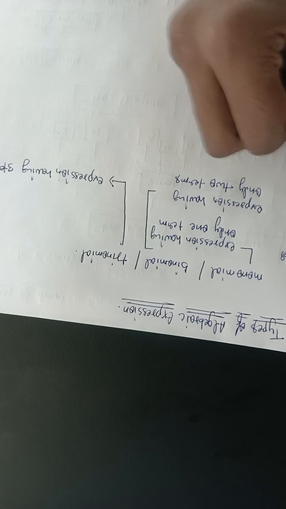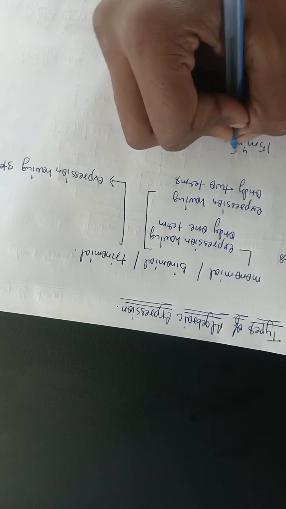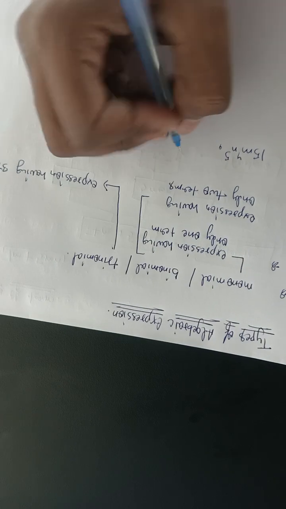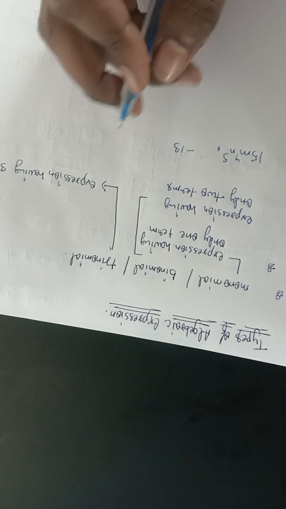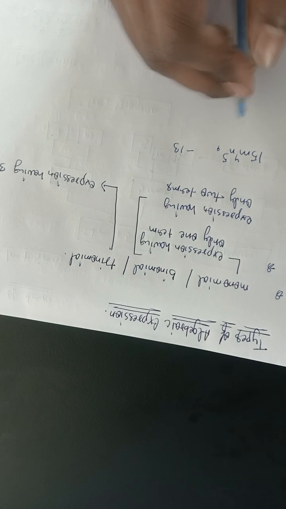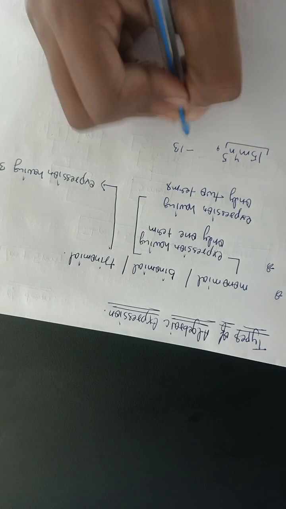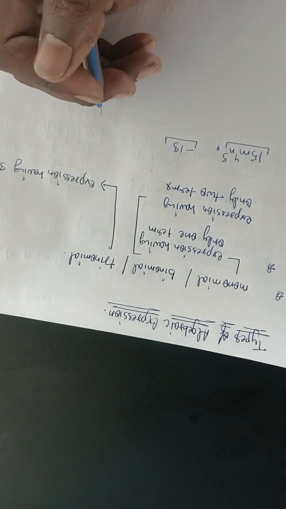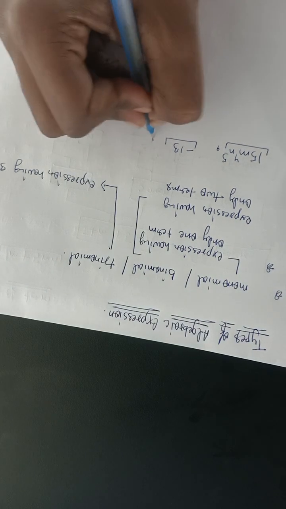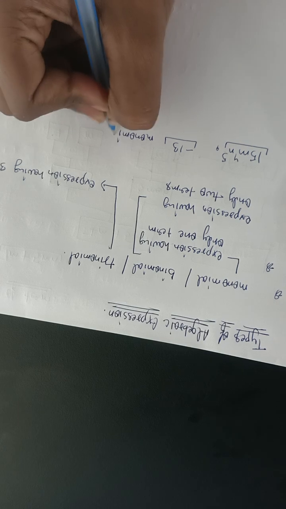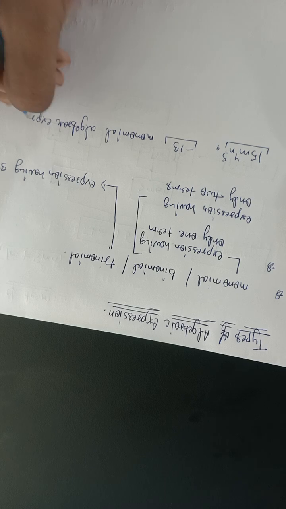I'm giving each an example. Suppose we take 15 m to the power 4 n to the power 5 and minus 13. Here we can see each is an expression having only one term. One is this and another is this. These are monomial algebraic expressions.